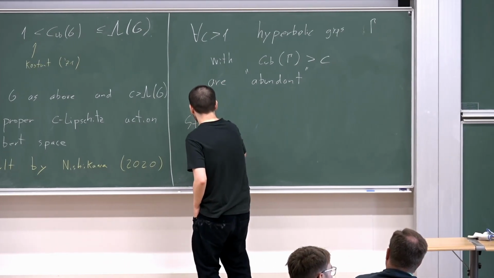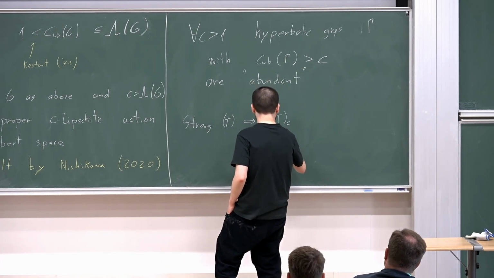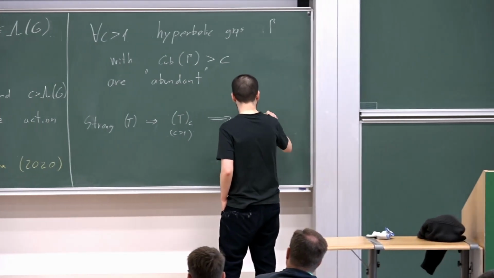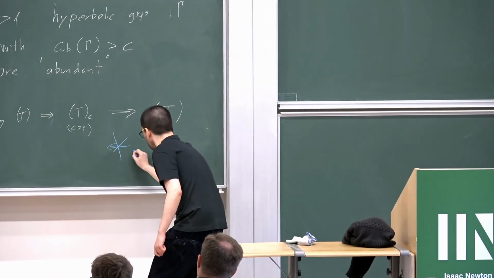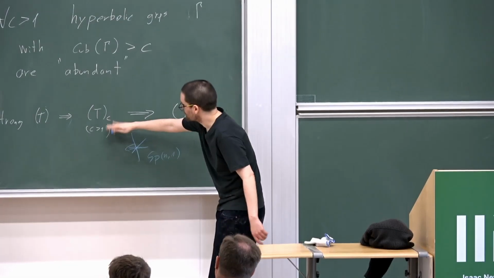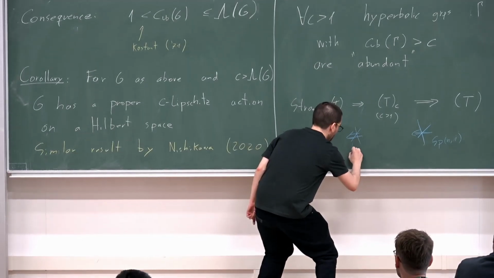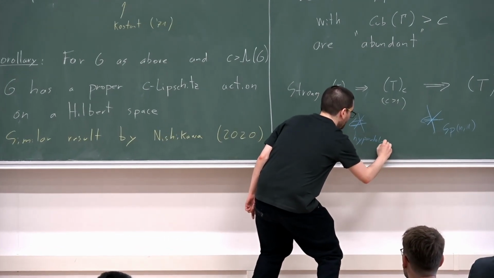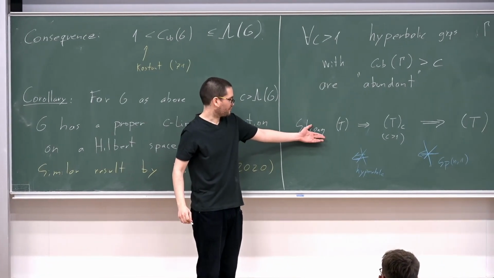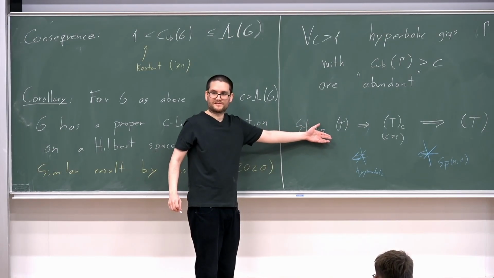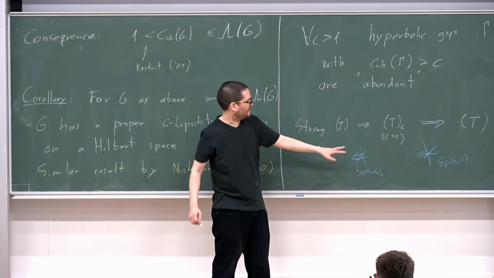Let me recall this small diagram. We had strong T implies T_C, for every C bigger than 1, which implies T. We know that this implication doesn't hold by looking at Sp(n,1) if we choose the right C. And we see that this one doesn't hold in a very strong way by looking at hyperbolic groups, because one of the many things that Lafforgue proved when he introduced strong property T is that hyperbolic groups don't satisfy strong property T. So for every C we have a group that satisfies this, but not this.